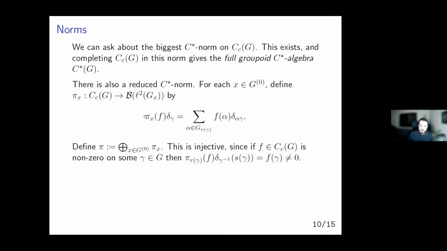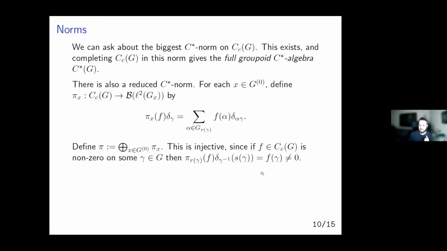And then if we take the direct sum over all these representations over all possible units, we get a big representation. And this representation will be faithful. It will be injective because if f is non-zero at some gamma, then I can look at the range element of gamma, take the representation corresponding to that, multiply this by gamma inverse, evaluate that at the source of gamma, and I get f of gamma again.